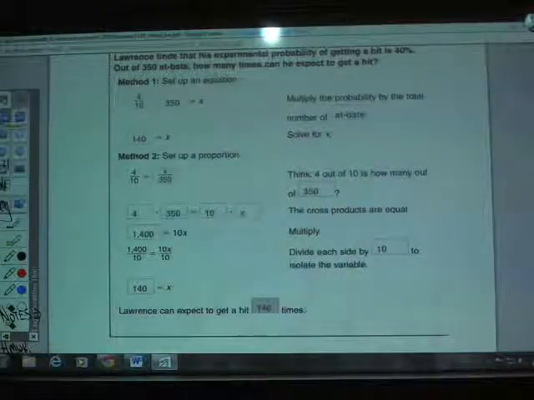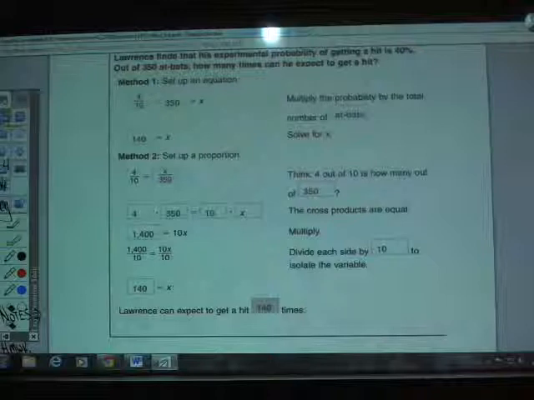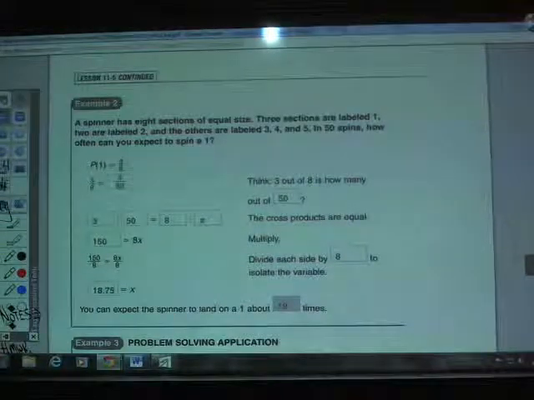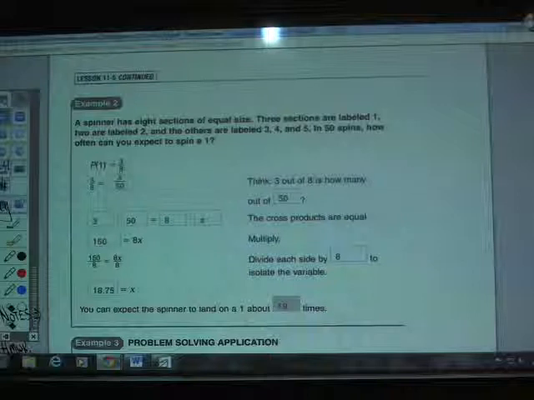All right, let's go ahead and take a look at the next example here. Example number 2 says a spinner has 8 sections of equal size. Now, of course, that equal size mention is important because yesterday, as you know, we talked about things being fair and equally likely.